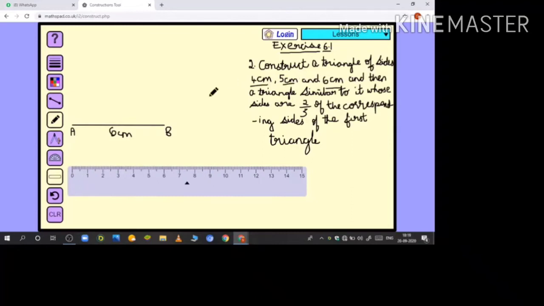Step 2. With A as center and radius 4 cm, draw an arc. So, take the compass on the scale, measure radius 4 cm, with A as center and radius 4 cm, draw an arc.